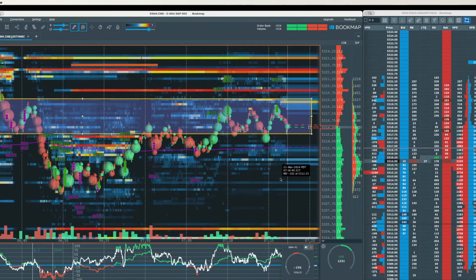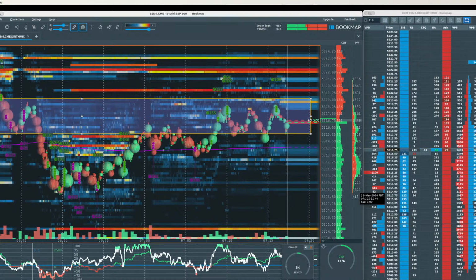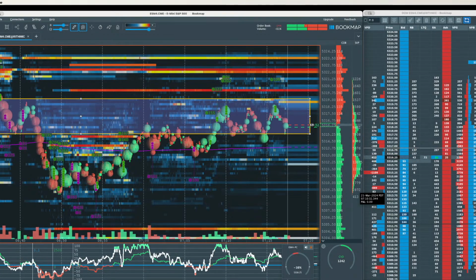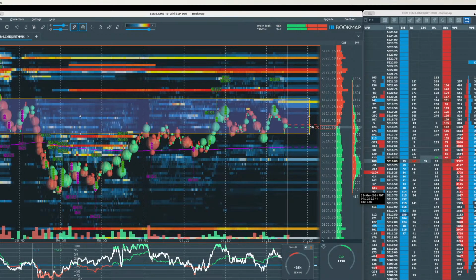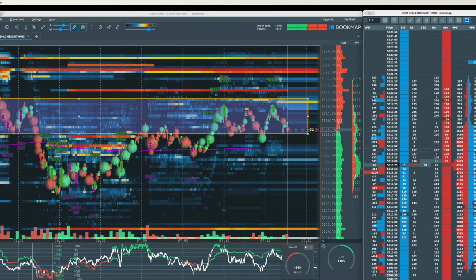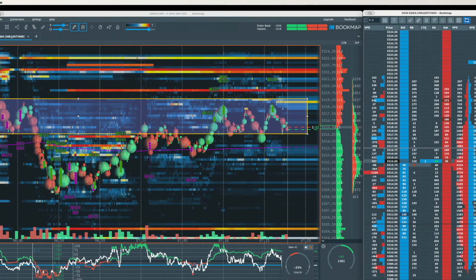Sweep ESM for CME buyers at 53.16. The joys of watching the market go up and down can be nerve-wracking. Maybe if I cheer on the market, it'll go in my direction, right? That always works. Come on, sellers. Come on, sellers.